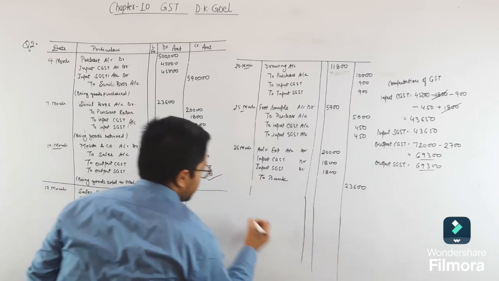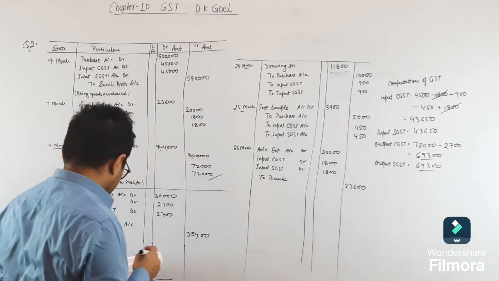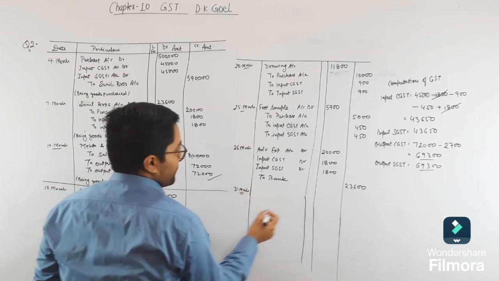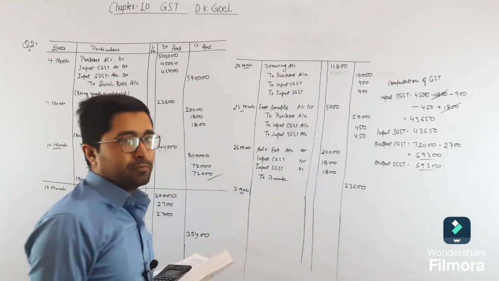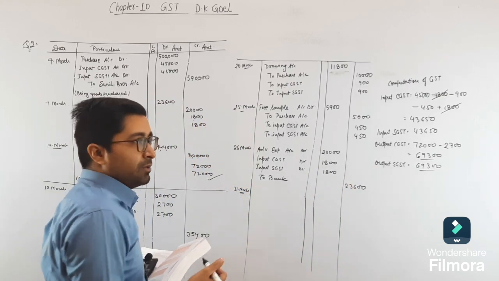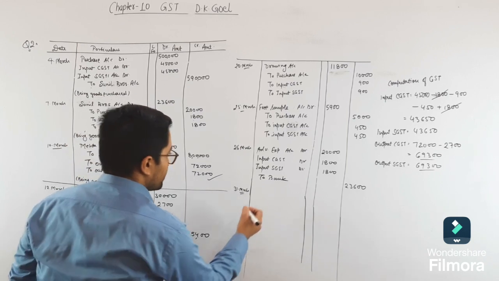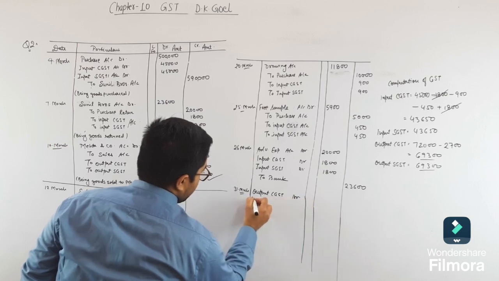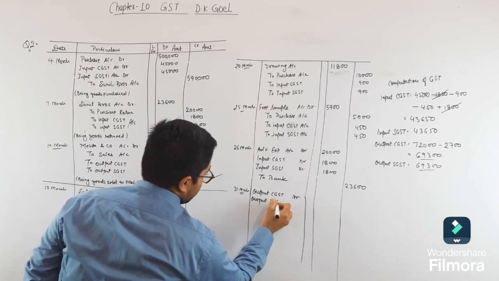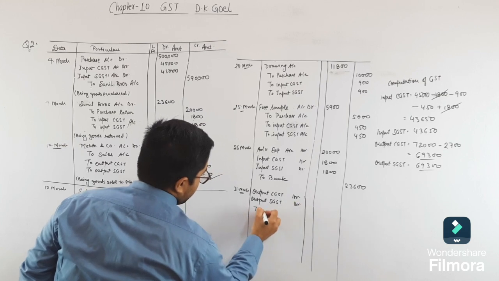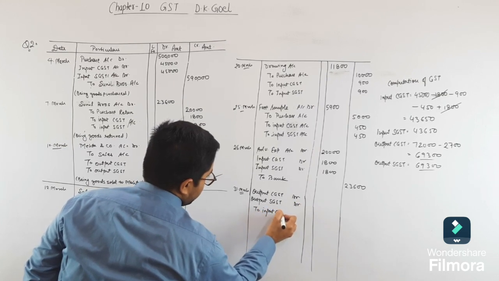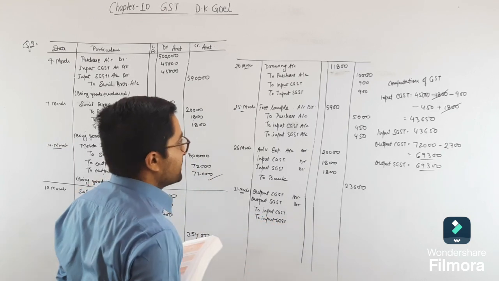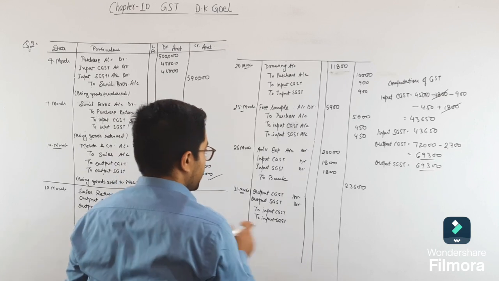Now make the entry of the GST. 31st March. First of all, we write the output GST. Okay, because it is the liability, and when the liability goes down, it goes into the debit column. So output CGST debit, output SGST debit, to input CGST, to input SGST. Output 69300, 69300.